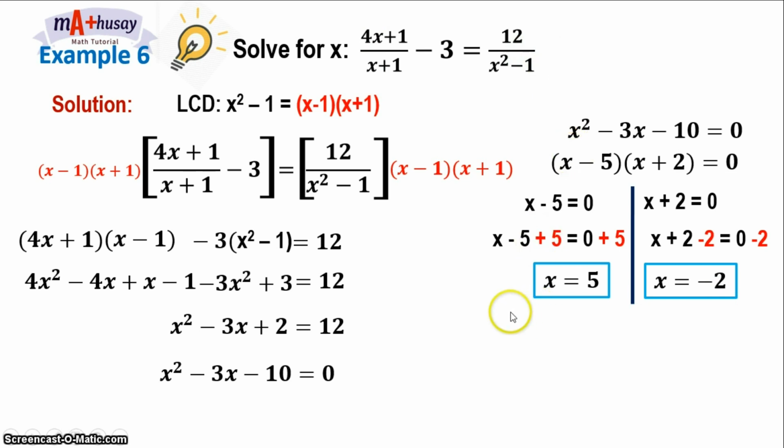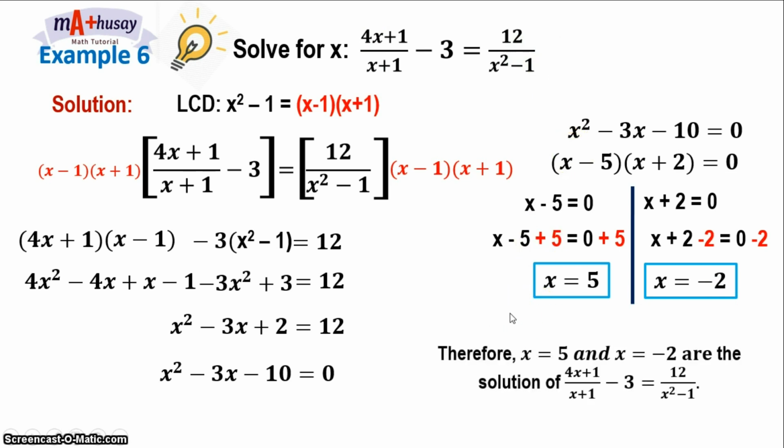Therefore, x equals 5 and x equals negative 2 are the solutions of 4x plus 1 all over x plus 1 minus 3 equals 12 over x squared minus 1. Let's take the last example. Number 7. Solve for x.